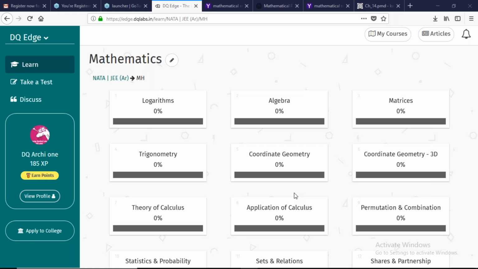Riddhi is asking what is a good score in NATA. Even I would be the wrong person to answer this, but I've heard from Sham sir and others saying that it should be above 120, 130. So try and attempt or score above 120, 130. Okay.